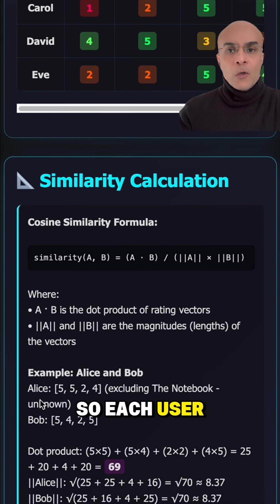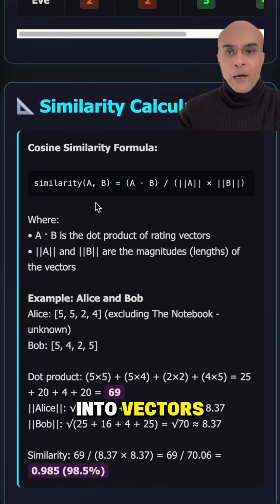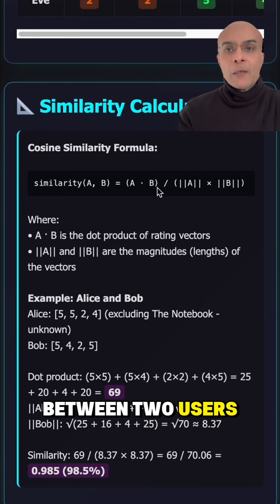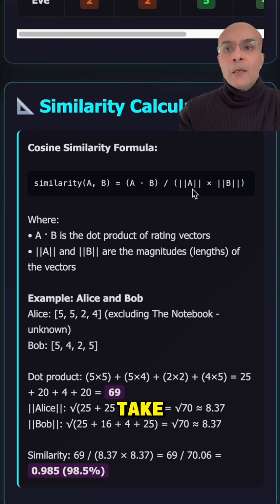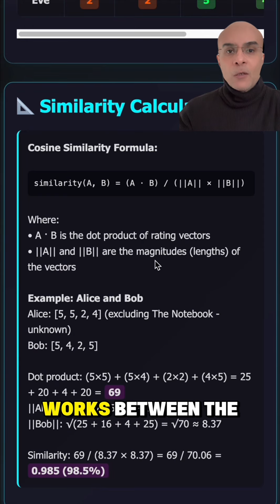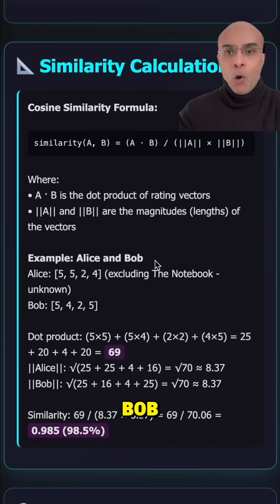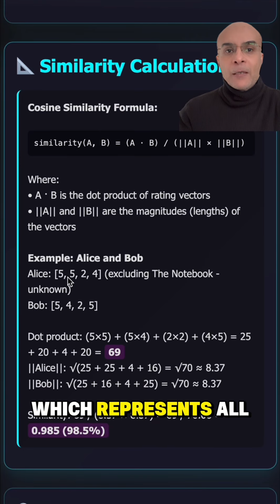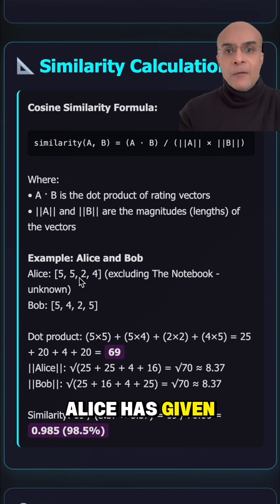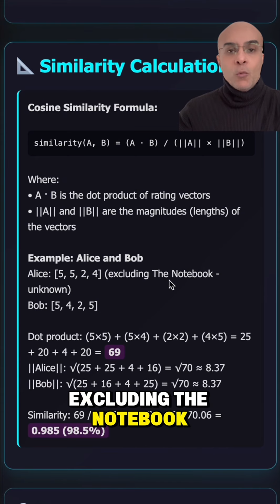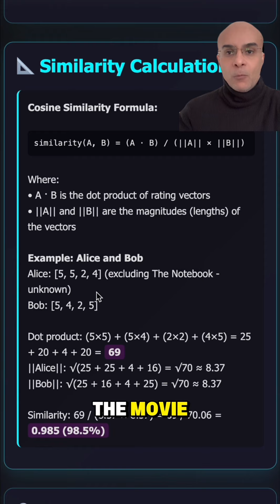So each user, you are going to convert into a vector, and then you are going to apply this formula of a dot product between two users, and then you're also going to take the magnitude or length of the vectors. So let us see how this works between the users Alice and Bob. This is the vector of Alice, which represents all the ratings which Alice has given, of course excluding The Notebook because she has not yet watched the movie.